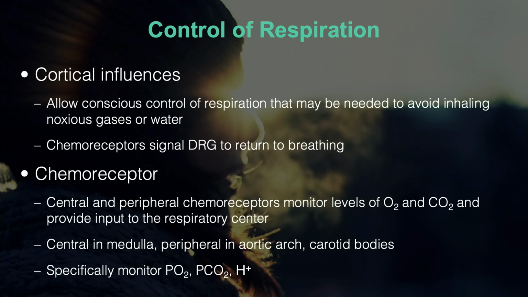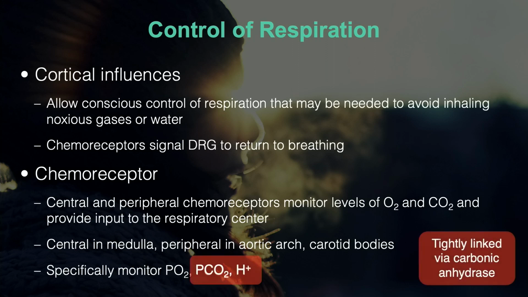The peripheral chemoreceptors are in those spots where we saw baroreceptors in the blood pressure section. There are clusters of cells in the aortic arch and in the carotid arteries: aortic bodies or carotid bodies. Now, altogether, they monitor these three elements: PO2, PCO2, and the hydrogen ion concentration.